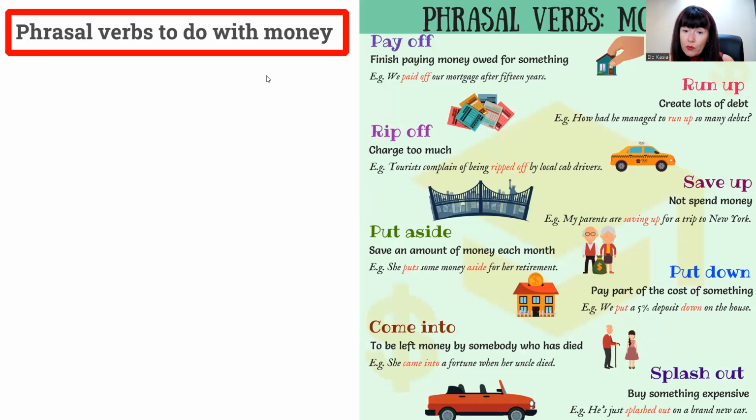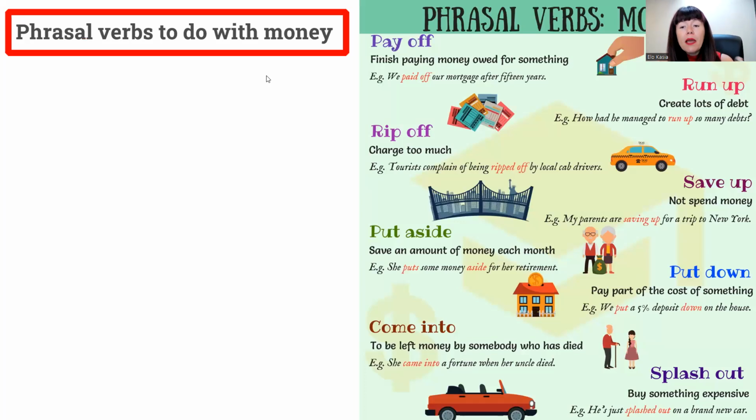That's a really, really good one. Put aside means to save an amount of money each month. She put some money aside for her retirement. So you have maybe £1,000 and you put aside 100 every month. That's a really good phrasal verb as well.